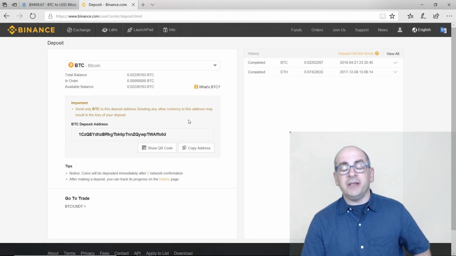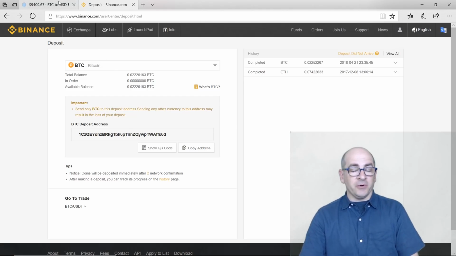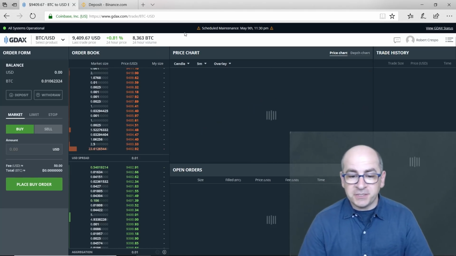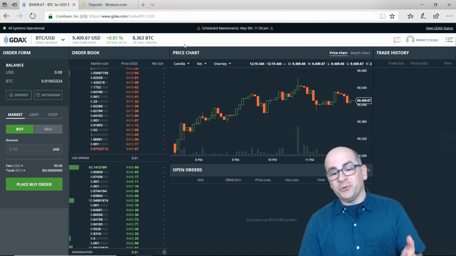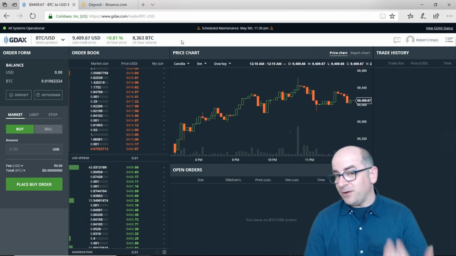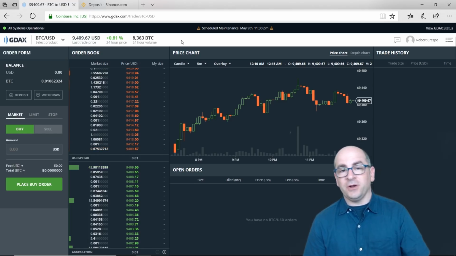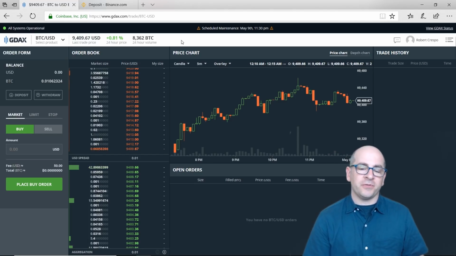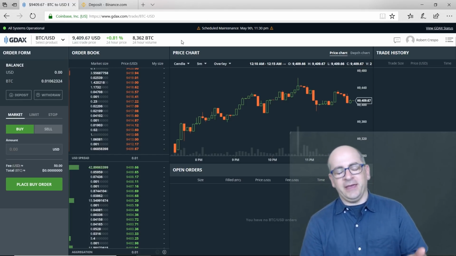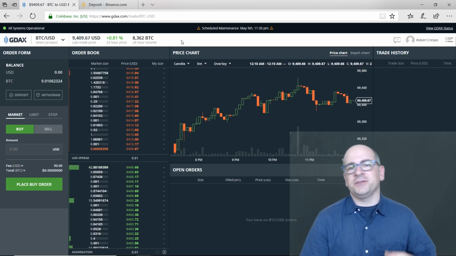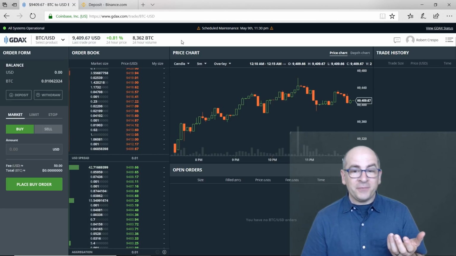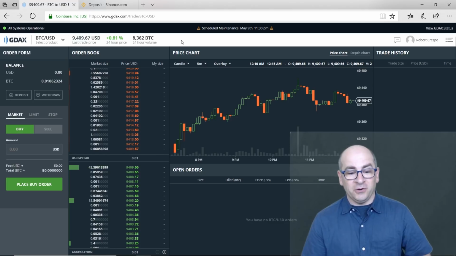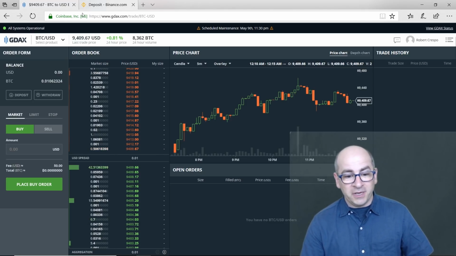Okay, and now we need to log into GDAX. I'm already logged into GDAX. So once you're in your GDAX account, I'm going to show you something really cool. You know how we have to pay network fees, Bitcoin fees to send money back and forth. And it's really annoying to pay, you know, 50 cents or $1 or more. Well, with GDAX, you don't have to pay anything, which is really cool. All you need is to have Bitcoin in your GDAX account.